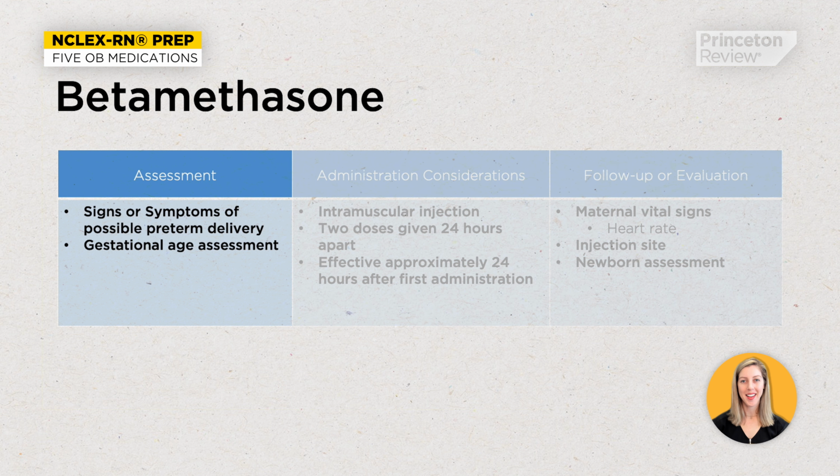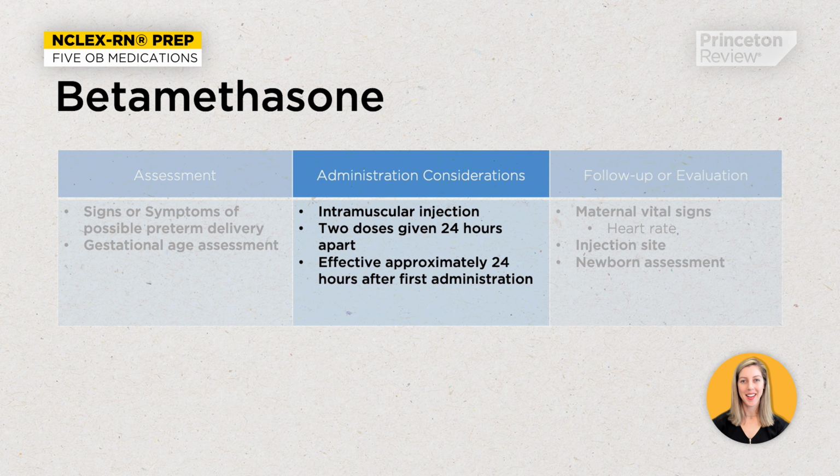For the assessment, any signs and symptoms that indicate that a preterm delivery may occur should be reported to the provider. Also, determining the gestational age of the client is important because this medication is only indicated prior to 34 weeks. Administration considerations: betamethasone is given intramuscularly. Typically, the client will receive the injection and then get a second injection approximately 24 hours later.